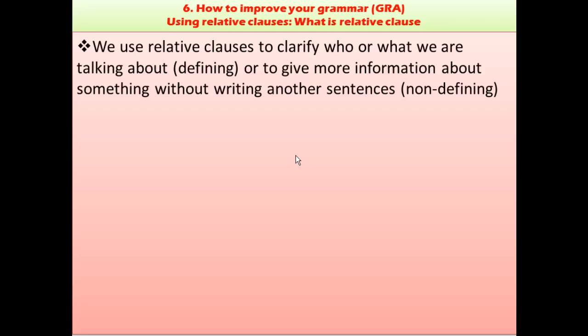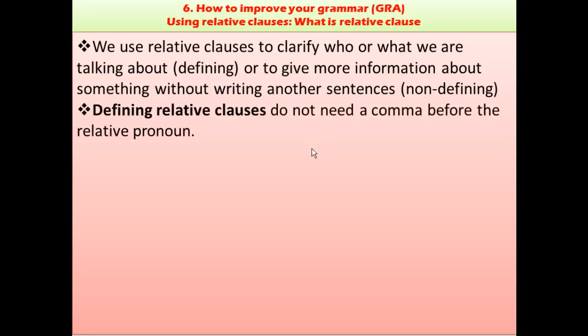So let's try to see the definition. We use relative clauses to clarify who or what we are talking about. So there are two kinds of relative clause that we use. The first is defining, where we add something just to define the subject or the noun part, or non-defining, where we add something to give additional information.